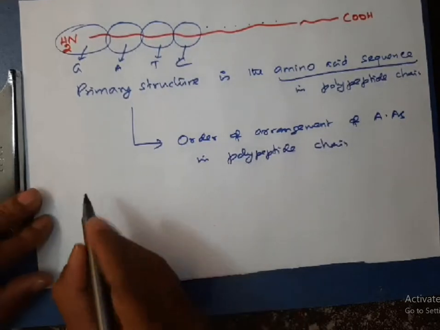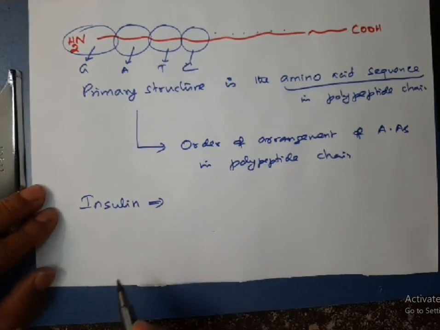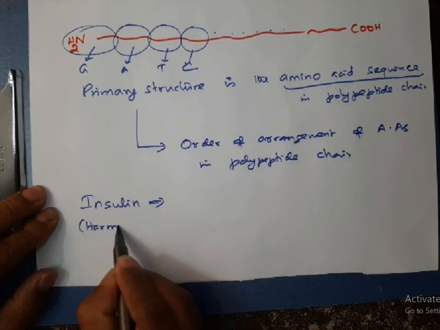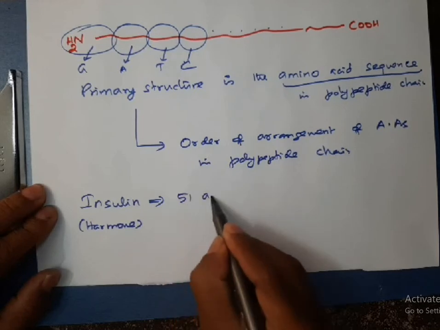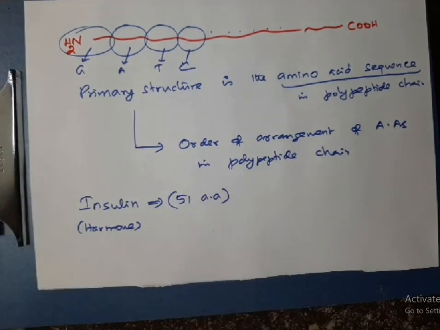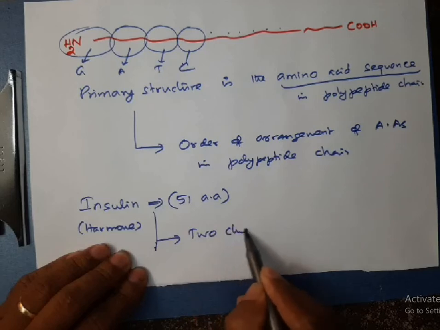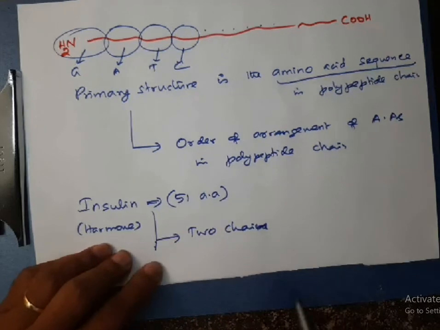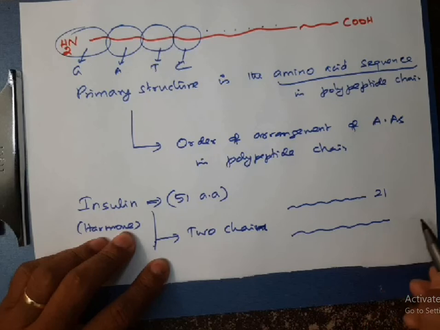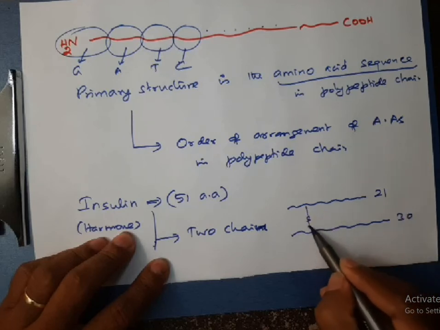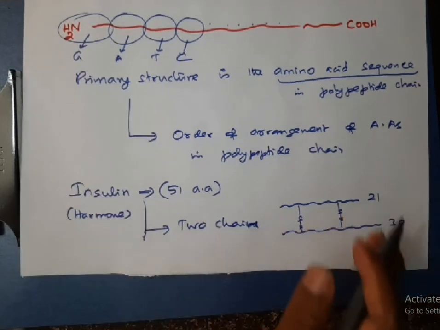Say for example, in the case of insulin, students observe carefully. Insulin is a hormone. I have told you, insulin is a hormone which consists of 51 amino acid units. Actually, insulin consists of two polypeptide chains. One chain contains 21 amino acids, the other chain contains 30 amino acids, and they are linked through disulfide linkages.